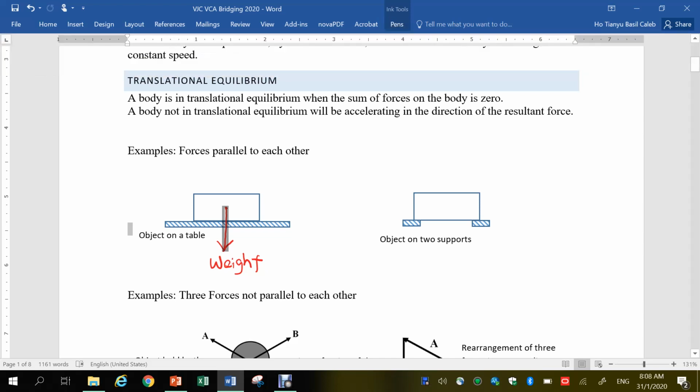This force is called the normal contact force and is acting from the surface of the table upwards. See where I start the force? The length of the arrow is also about the same as the length of the weight. So it's normal contact force. Sorry, it's a little bit difficult to write on the screen.